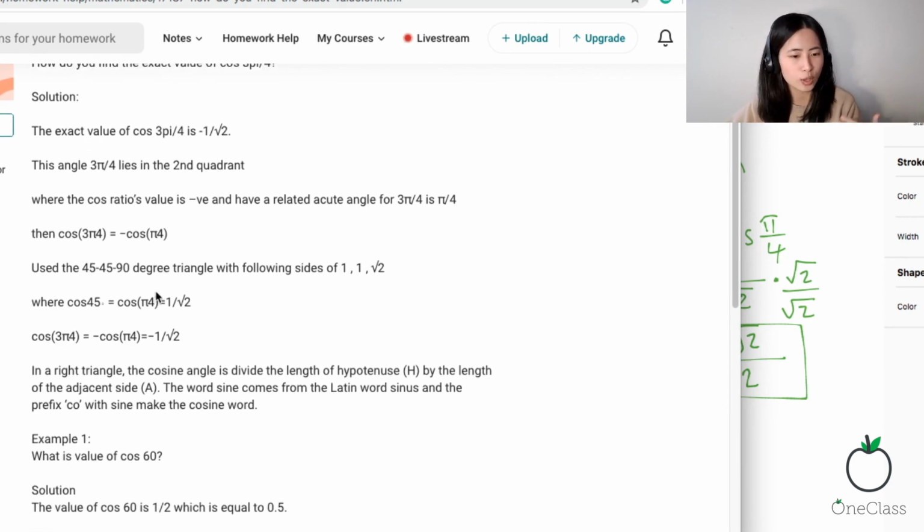Okay. Yeah, so as you can see, they've said that cosine 3 pi over 4, can you guys see this? And you have negative cosine pi over 4, which is exactly what we said. And they're looking at the 45, 45, 90-degree triangle. And you have the sides of 1, 1, and square root of 2.